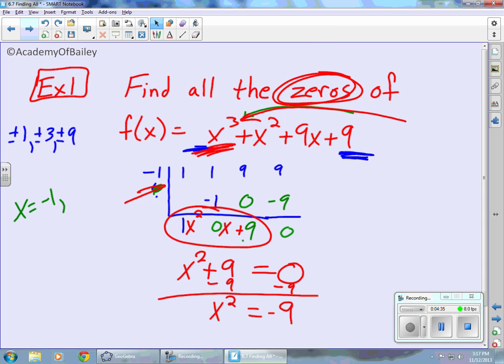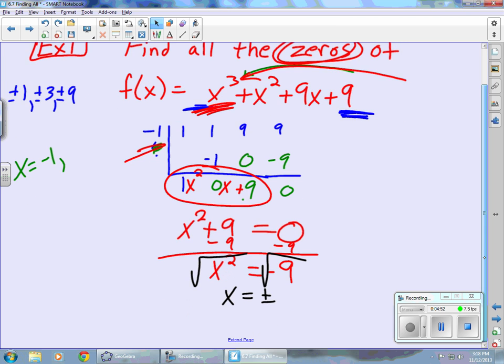And what do we have to do now to get rid of squaring a number? Take the square root, and the square root of x squared is x. When you take the square root of both sides, you have to have positive and negative. And what's the square root of negative 9? Square root of 9 is 3. And then what's the square root of negative 1? i.